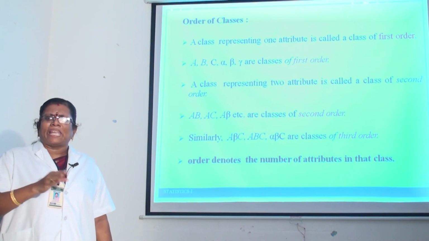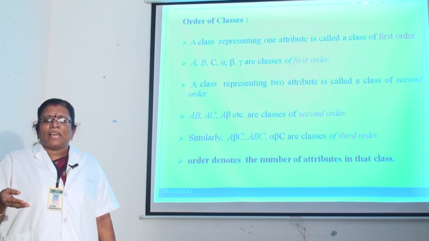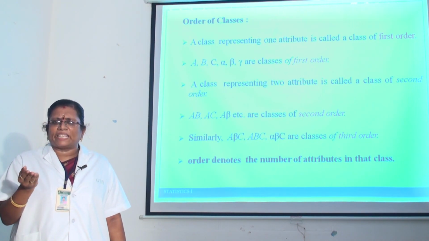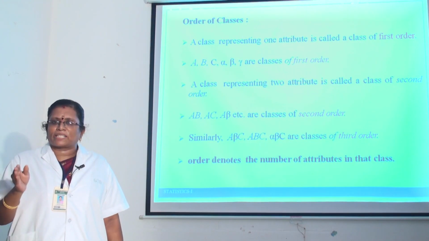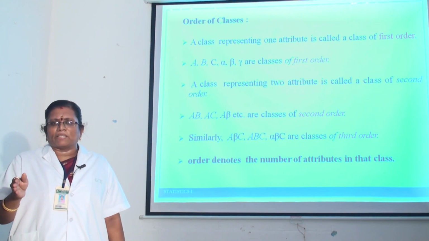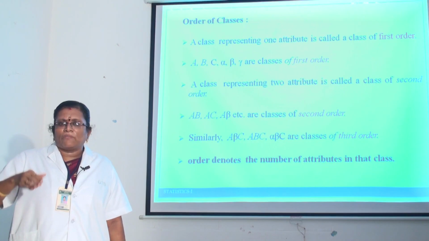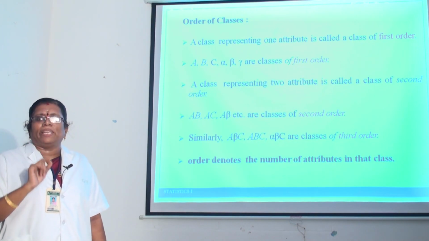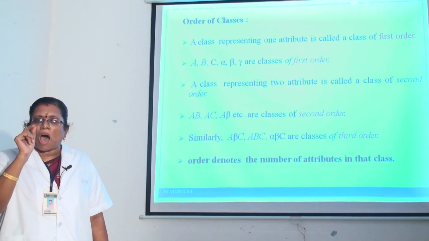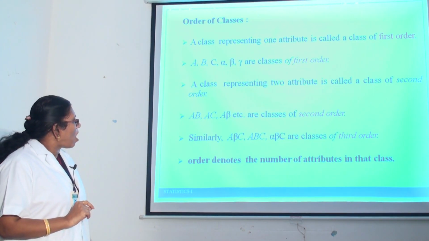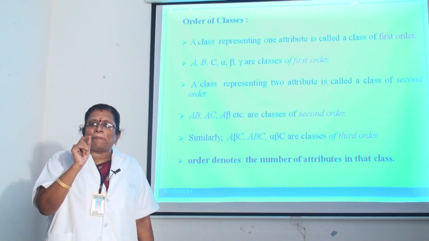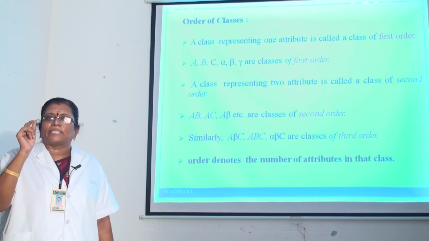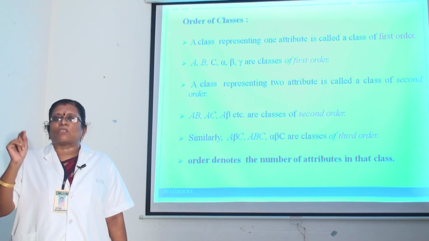We can have it as A, B, C or A, beta, C. If it is A, it is positive. If it is beta, it is the negative of B. If it is C, it is positive of C, the third attribute. If it is gamma, then it is the negative of the third attribute. So what we are saying about the order is that the order denotes the number of attributes in a class. If I am having a single attribute, it is first order.